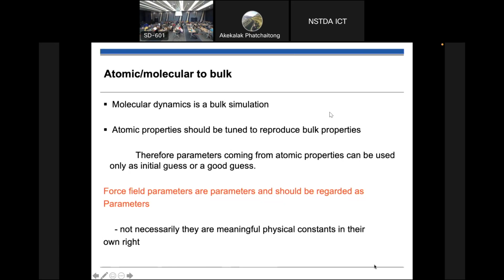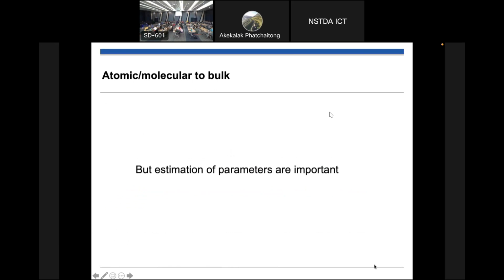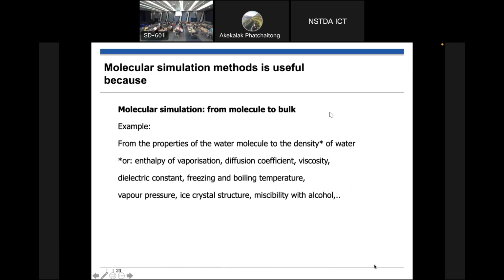So not necessarily are they meaningful physical constants. These are not physical constants. Don't treat these parameters like gas constants or something like that. But estimation of the parameters is important, and to go from molecules to bulk.